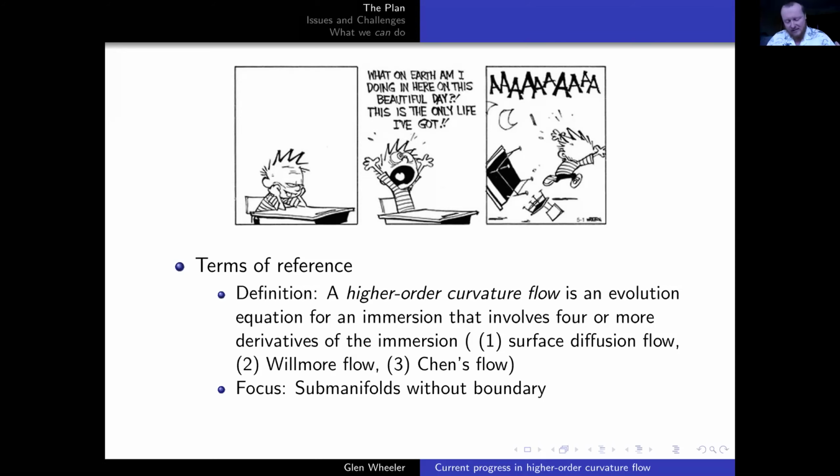Now, even within one of those categories, say even within surface diffusion or Willmore, the number of papers and the amount of research that's been produced is phenomenal. This is an extremely active field, and there's just a lot of work out there. So I found it necessary to further reduce the scope of this survey to submanifolds without boundary. A lot of the time we're going to be talking about closed surfaces, closed curves, closed four manifolds, and usually in Euclidean space.